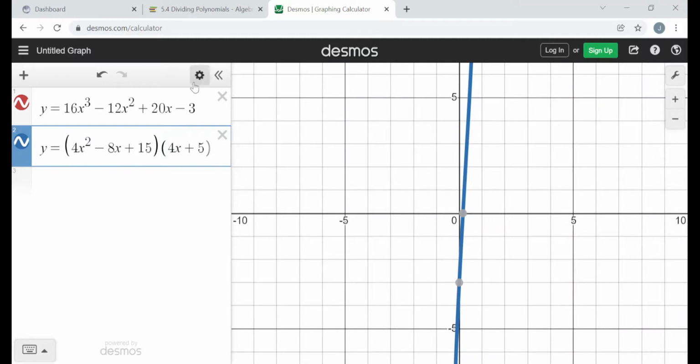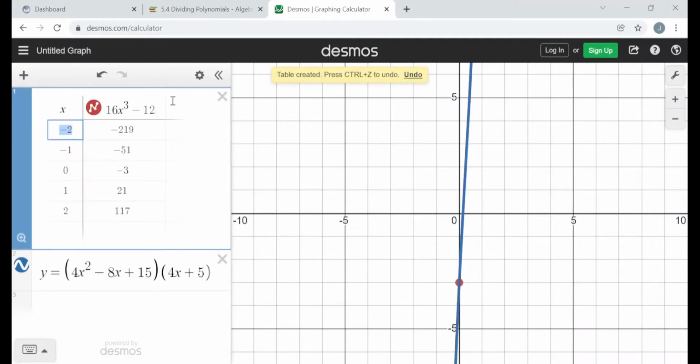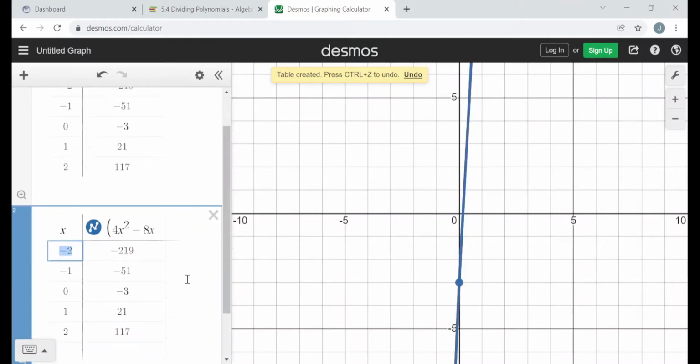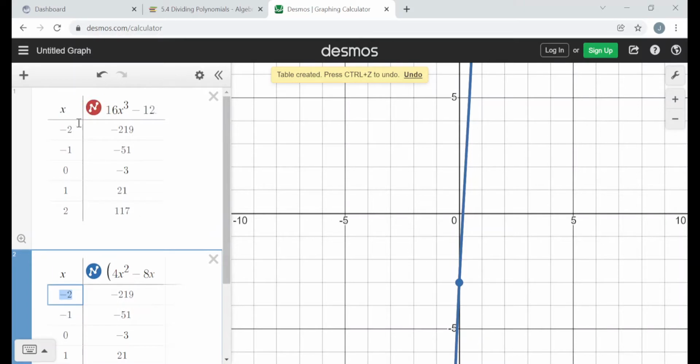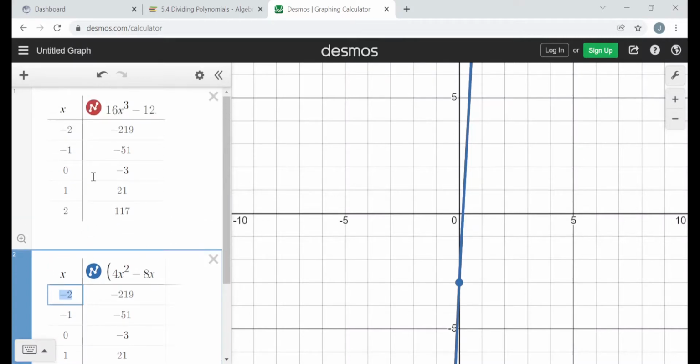And if you look at some tables, they'll have the exact same value. If I make a table for both of these, you'll see that they have the exact same values for the same inputs. Right, see, when x is negative 2, both of these expressions have a value of negative 219. When x is 0, both expressions have a value of negative 3, and so on.